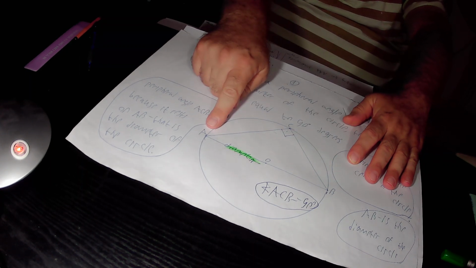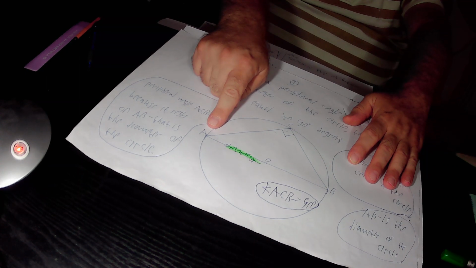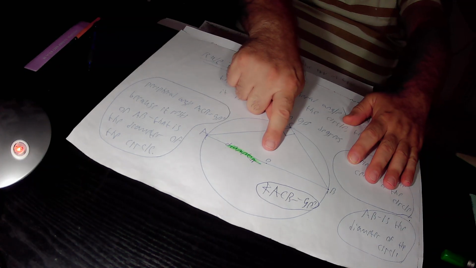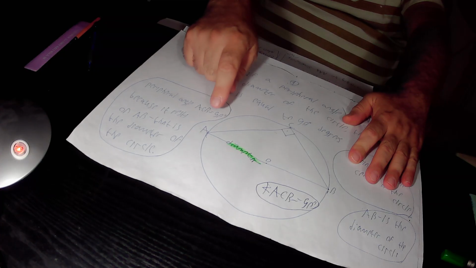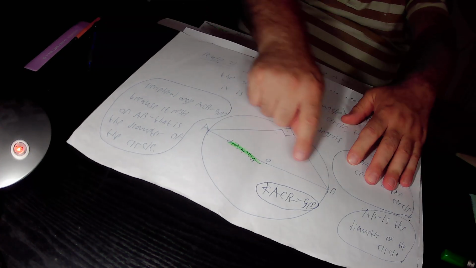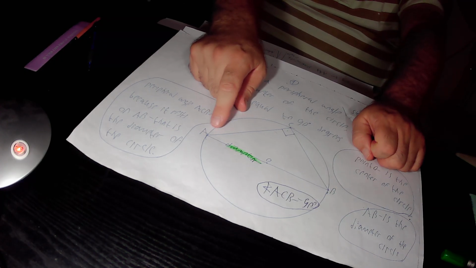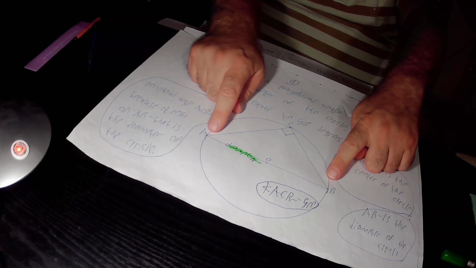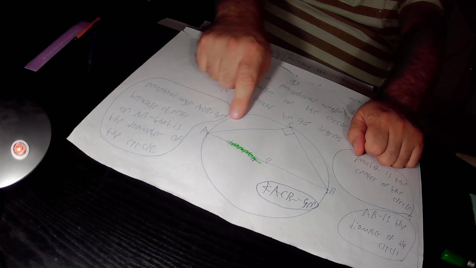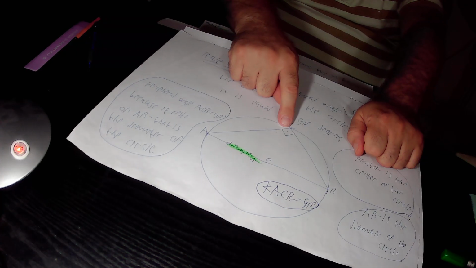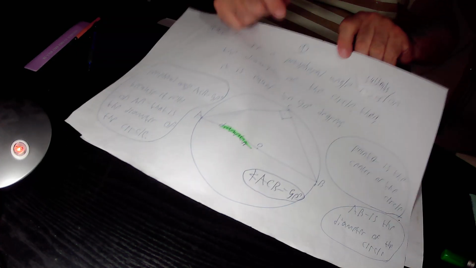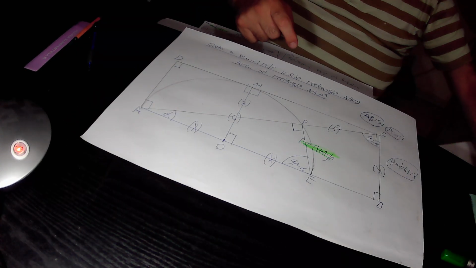AB is the diameter of this circle because it passes through point O, that is the center of this circle. And we have here peripheral angle ACB that subtends on AB, that is the diameter of this circle, and because of the fact that peripheral angle ACB subtends on the diameter of this circle, it must be equal to 90 degrees in its size. Therefore, this peripheral angle equals 90 degrees in its size. So we can actually implement rule 7 in our drawing.